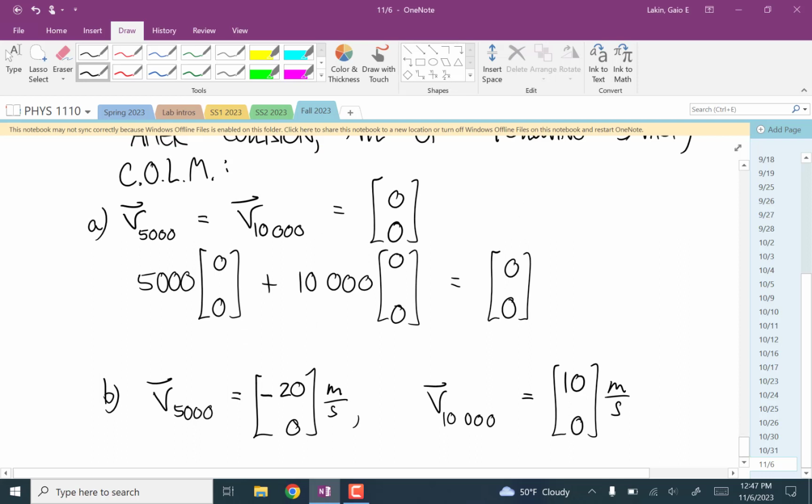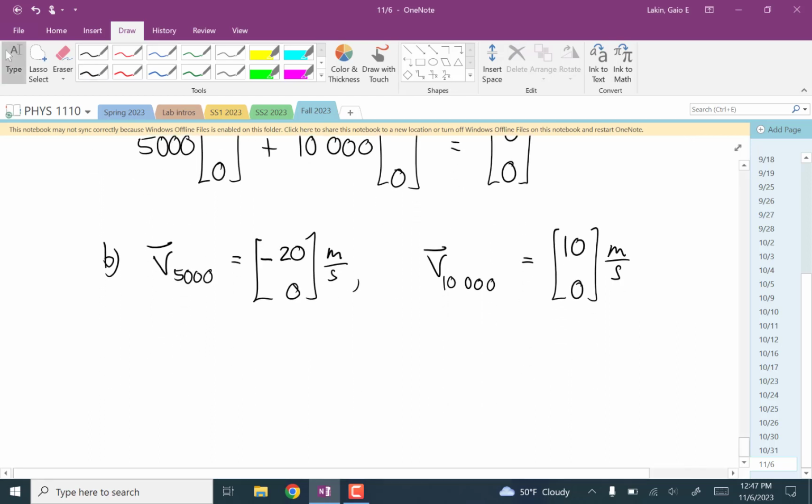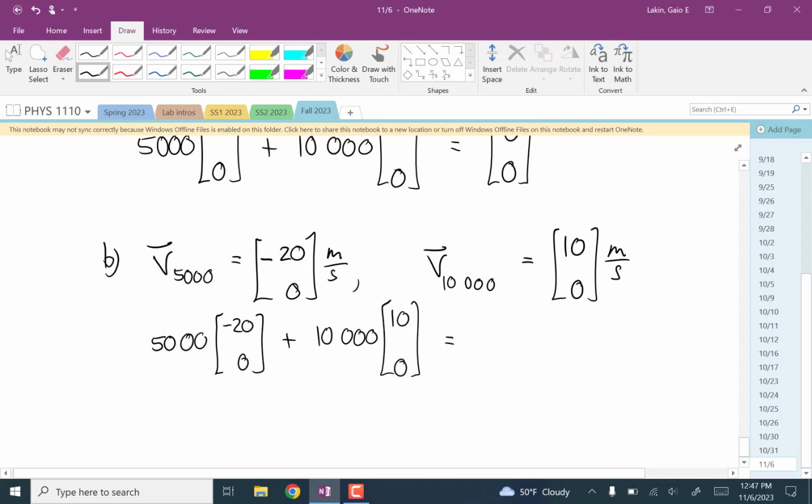What other information would you need? You need to know something about what kind of collision it is. Are they going to stick together? Are they going to bounce apart? To what extent are they going to bounce? That kind of thing. So 5,000 times negative 20, 0 plus 10,000 times 10, 0 gives you 0, 0 again. And I could come up with infinitely many combinations of velocities that would satisfy this.